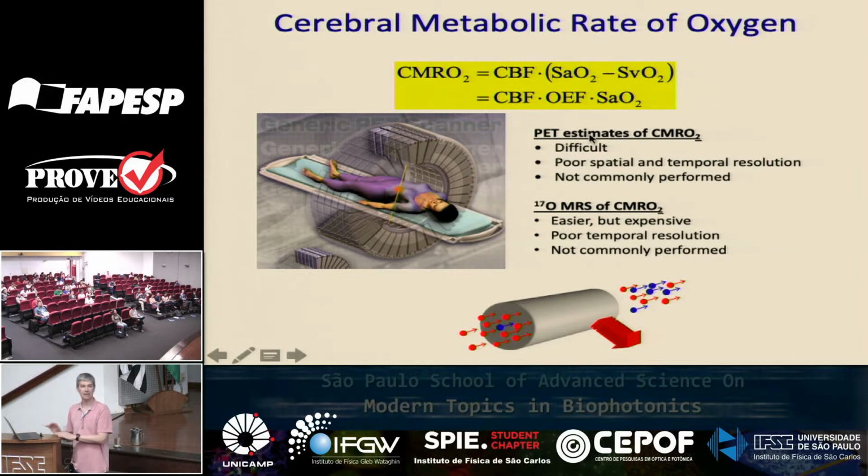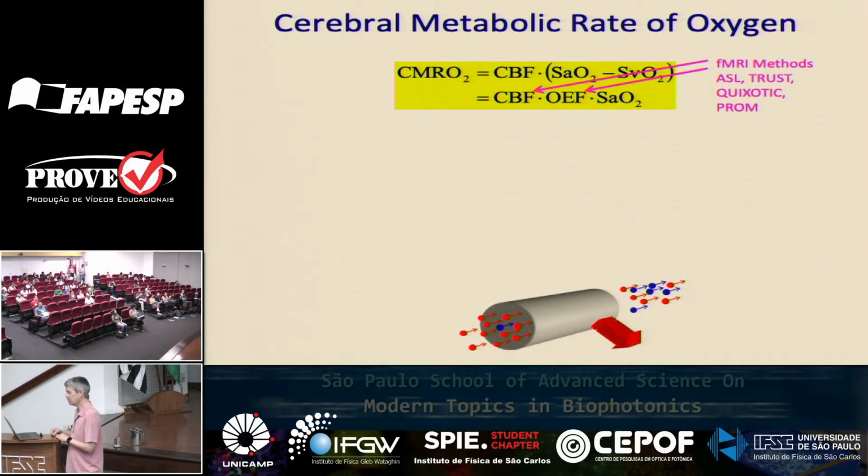The standard way of measuring oxygen consumption is with positron emission tomography. You can have radioisotopic oxygen. It's very difficult. It has poor spatial and temporal resolution, and only a few sites around the world actually perform this. If you could get O17, you could actually do MR spectroscopy. This is a very nice way to measure oxygen consumption, but it will cost you about $2,000 per measurement because O17 is very rare and very hard to get. So people have been trying to develop other methods.